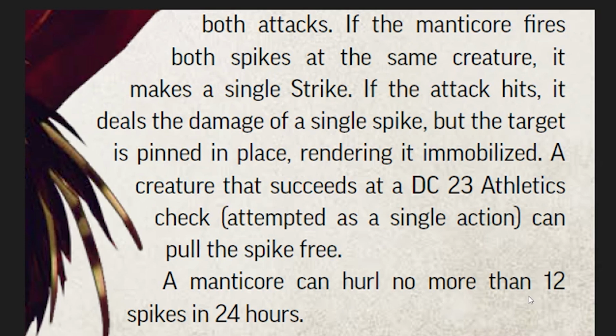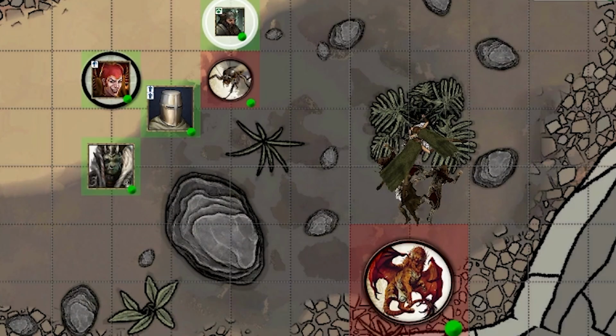Now, notice this: no more than 12 spikes in 24 hours. Since it had had this battle, it had already used 6 spikes to kill the bounty hunters. Very important. So it begins to use this volley effect to pin the player, immobilize them, and take them out. And they're not doing any damage. They're continuing, it has an AC of 23, hard for them to hit.